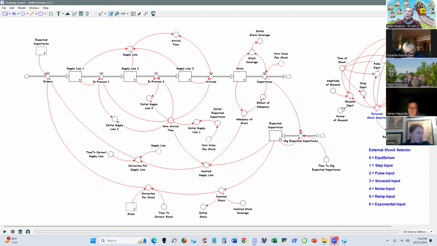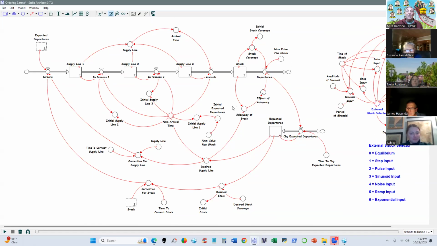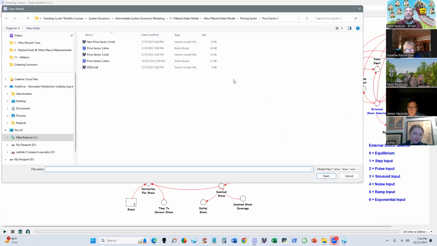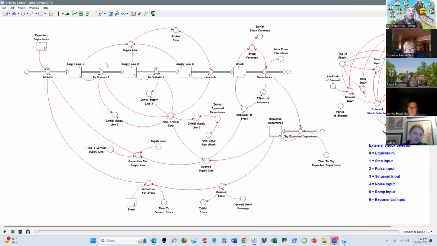What if I wanted to use a third order material delay instead of a first order material delay? So now you should be saying, okay, this looks like the last one. Most of this stuff is the same, right? Correction for supply line and all that. But wait a minute, now I got a third order material delay. So let's pause for just a minute.